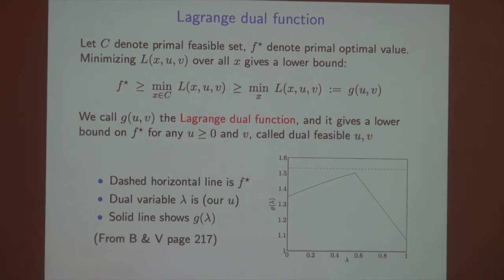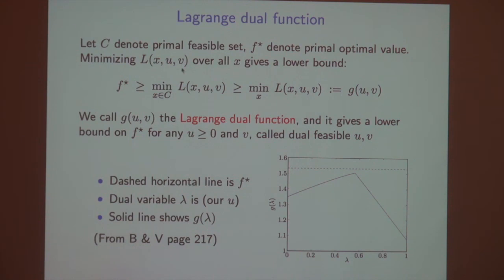Okay, so now we're going to define the Lagrange dual function, just like we did before for linear functions, which was gotten by minimizing the Lagrangian over all x. So if we take the Lagrangian and we minimize it over all x, not just feasible x, but all x, unconstrained, that gives us what we call the Lagrange dual function, which is only a function now of u and v, the dual variables.